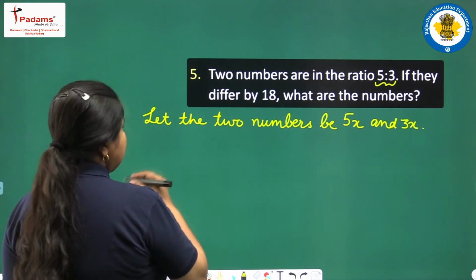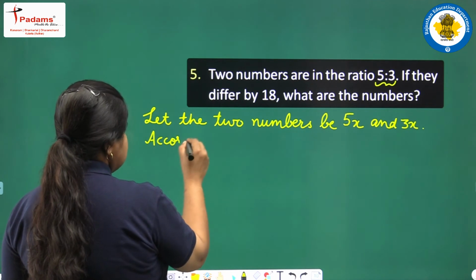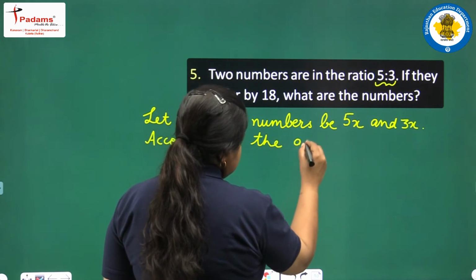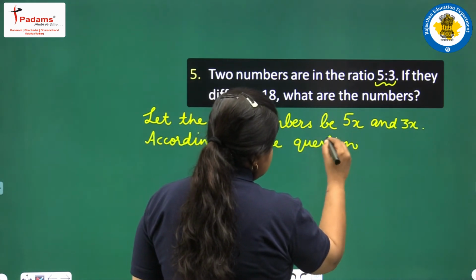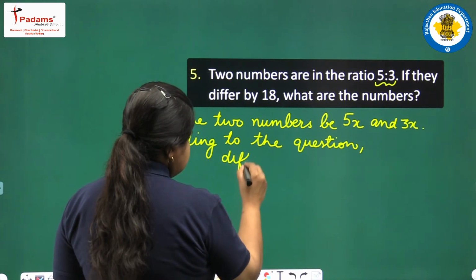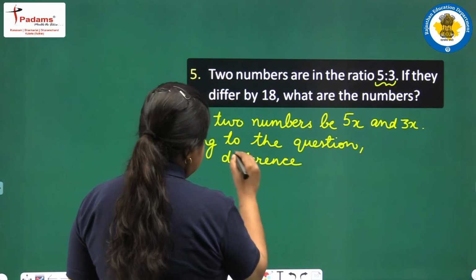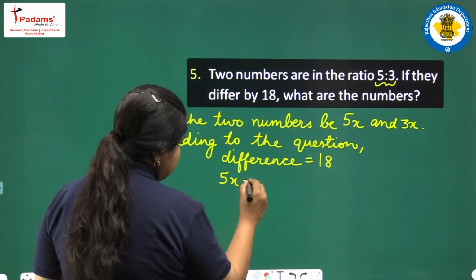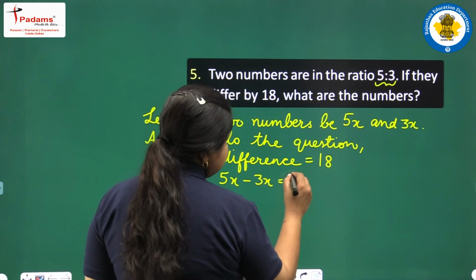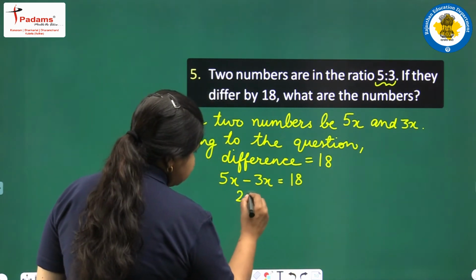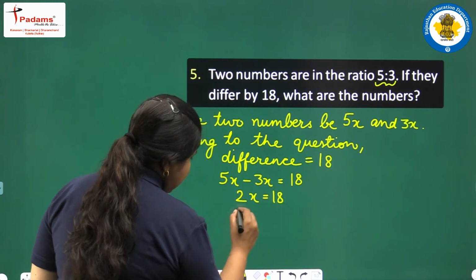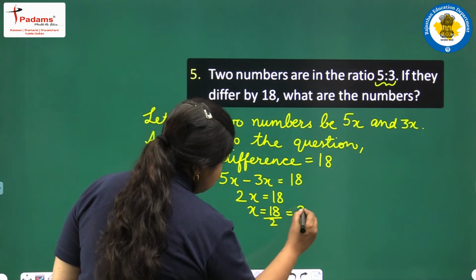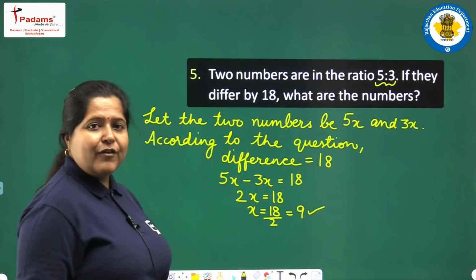Now they differ by 18. So according to the question, their difference is equal to 18. Obviously we will subtract smaller number from the bigger number. This will give us 18. We are left up with 2x equal to 18 and this will give us x equal to 18 upon 2 which is equal to 9. So this is the value of x.